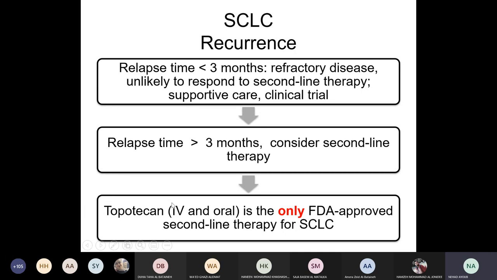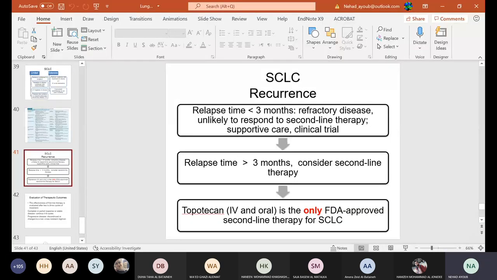Topotecan belongs to what family? Does anyone know? What is the class of topotecan? The same class as what? Yes, Abdulrahman. Like irinotecan, which are camptothecins, topoisomerase inhibitors. Yes, very good. So it belongs to the same family as irinotecan, the topoisomerase inhibitors.